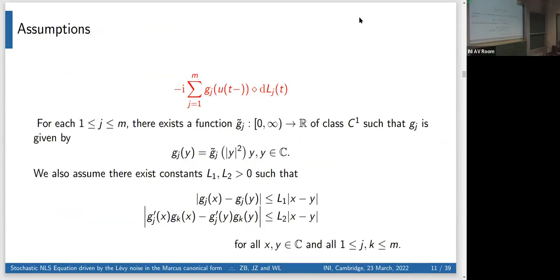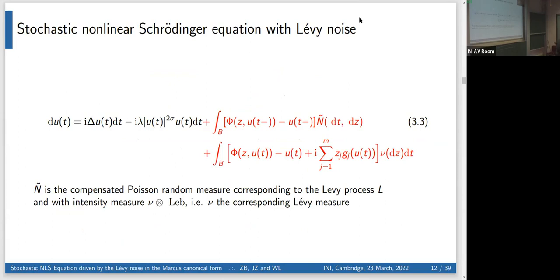So what are our assumptions? We consider this Marcus form. We assume, as before, that those Gj are smooth functions of the form Gj tilde, a real function, multiplied by y. Those functions Gj are Lipschitz, but also these guys are Lipschitz. So these are quite strong assumptions on the function G. Now we look at this equation, where n tilde is a compensated Poisson random measure corresponding to the Lévy process L. The intensity of this Lévy process is nu tensor product Lebesgue measure, so nu is the corresponding Lévy measure. OK, so now this is the problem we want to study.